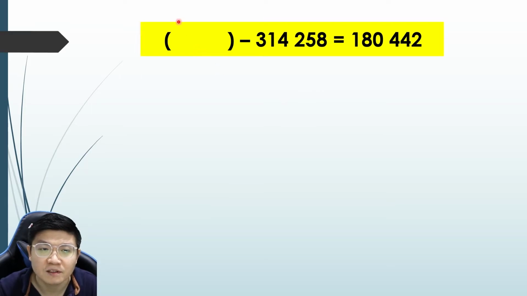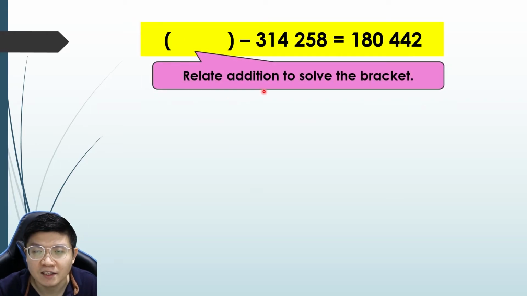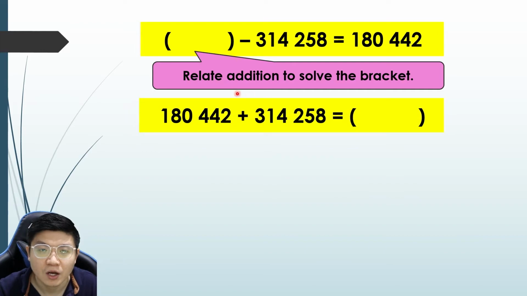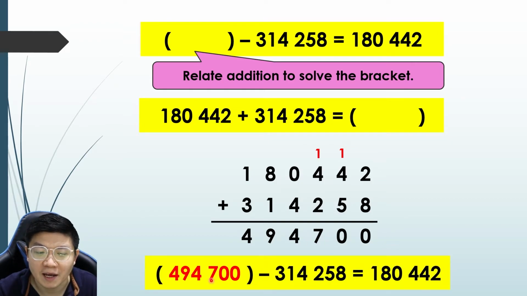The next example, the bracket is in front this time. So bracket minus 314,258 equals 180,442. Now this time, relate addition to solve the bracket. You are going to plus this time instead of minus. So by taking the answer here, you're going to plus back whatever you subtracted. So you do proper addition, you should get this answer. And when you put back the bracket, 494,700 minus this equals the answer.